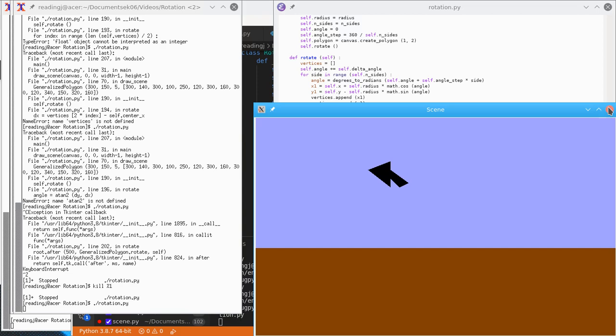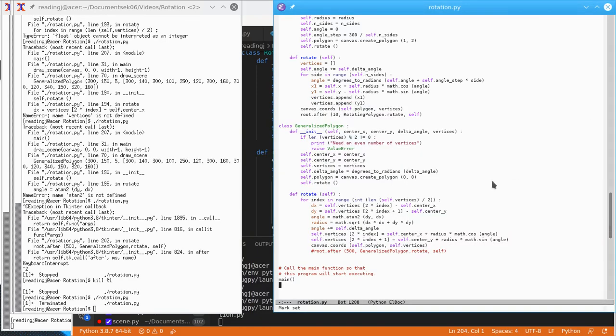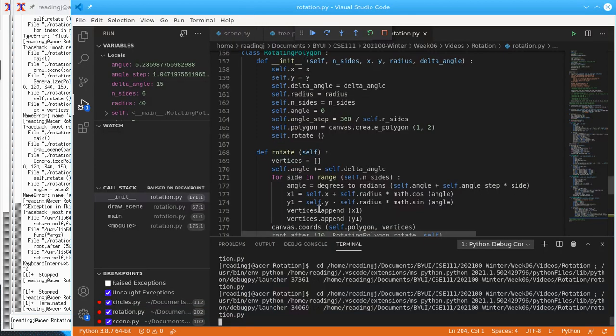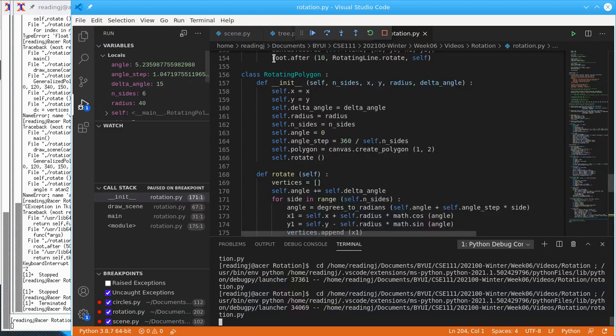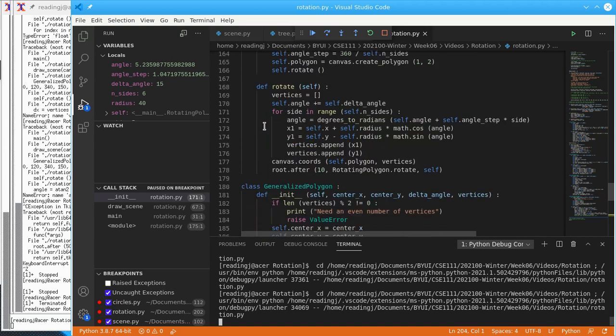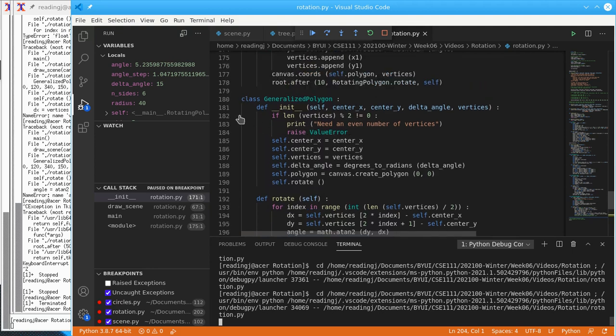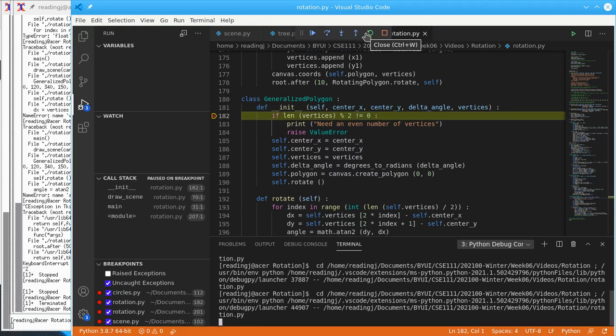It's kind of a bent arrow, but okay. So that's what it's going to look like. And we want that to rotate just a little bit. So let's come back into here, and this is generalized polygon. Okay, so we're going to stop right there and see what's happening.